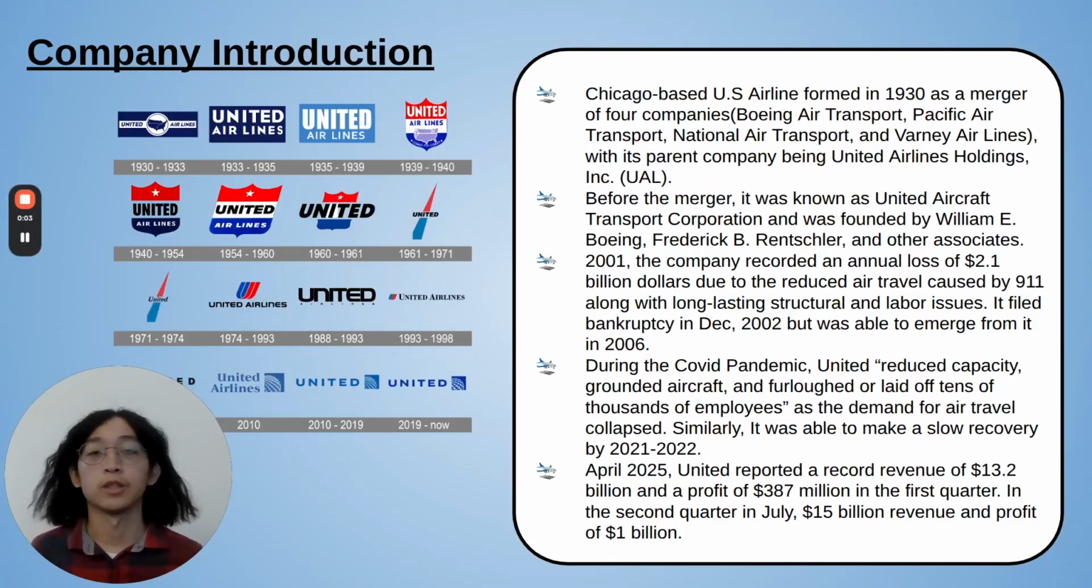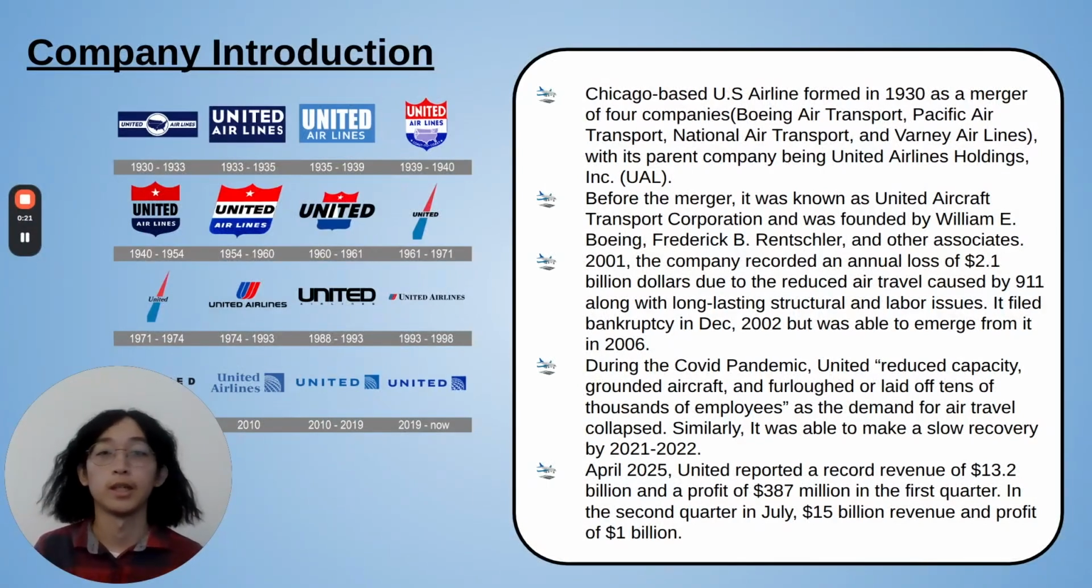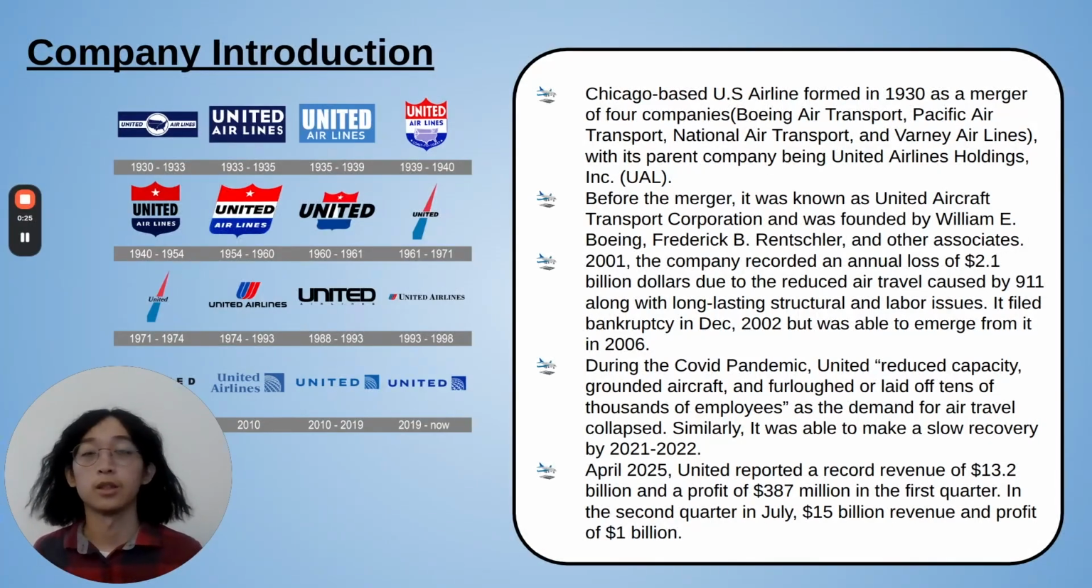In the company introduction, United Airlines is a Chicago-based U.S. airline formed in 1930 as a merger of four other companies. Its parent company also goes by the same name, United Airlines Holdings. Before the merger, it was actually known as United Aircraft Transport Corporation and was founded by William E. Boeing, Frederick B. Rentschler, along with their other associates.